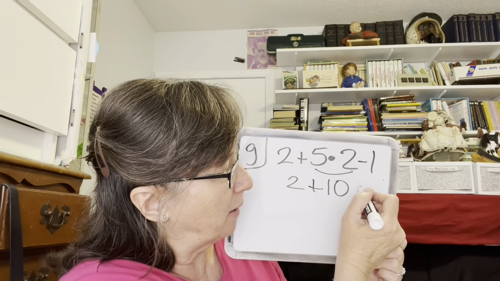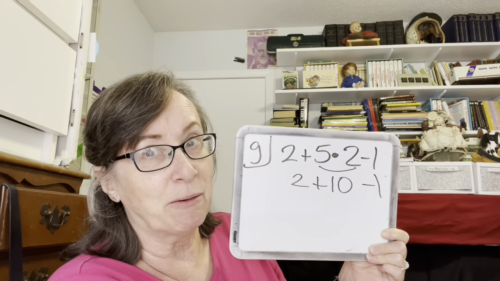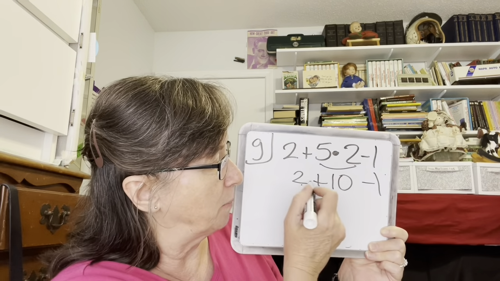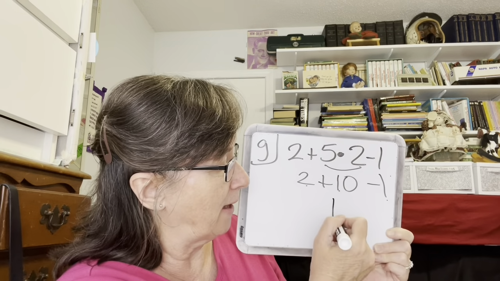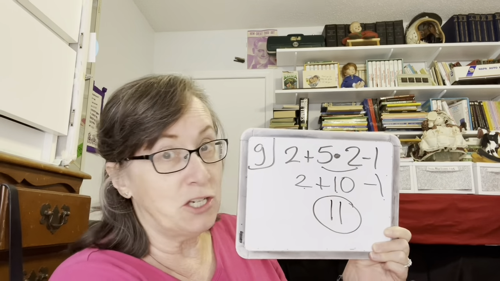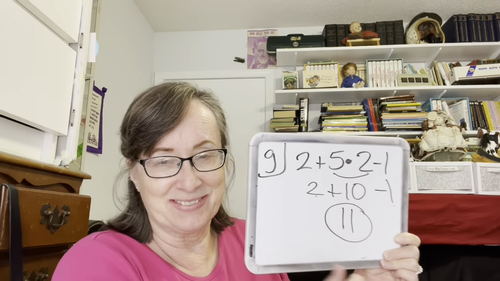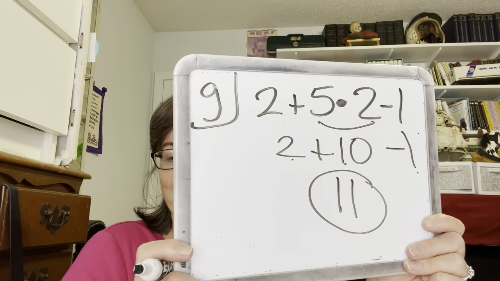2 plus 10 minus 1. Now we're going to proceed left to right. 2 plus 10 is 12. 12 take away 1 is 11. And G is 11. Okay, H.